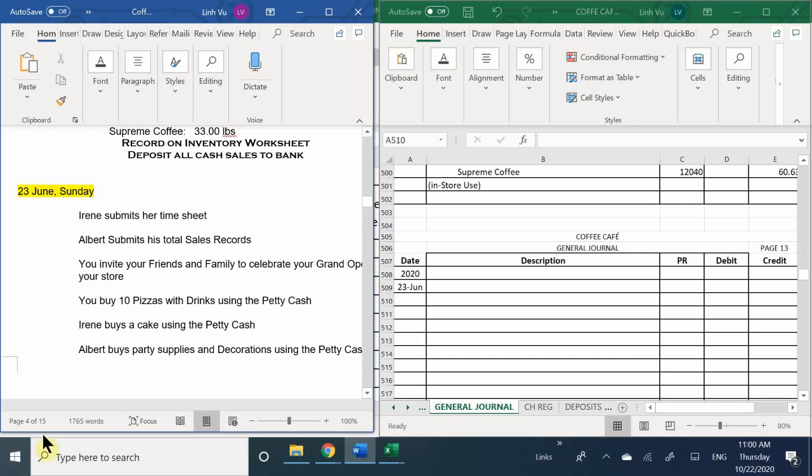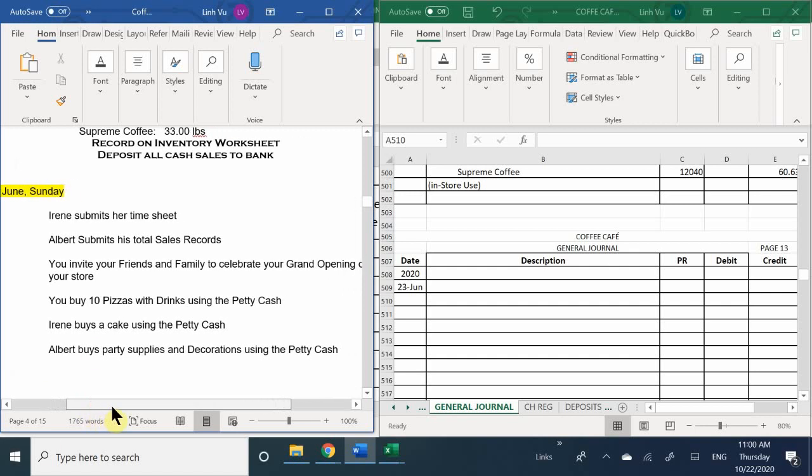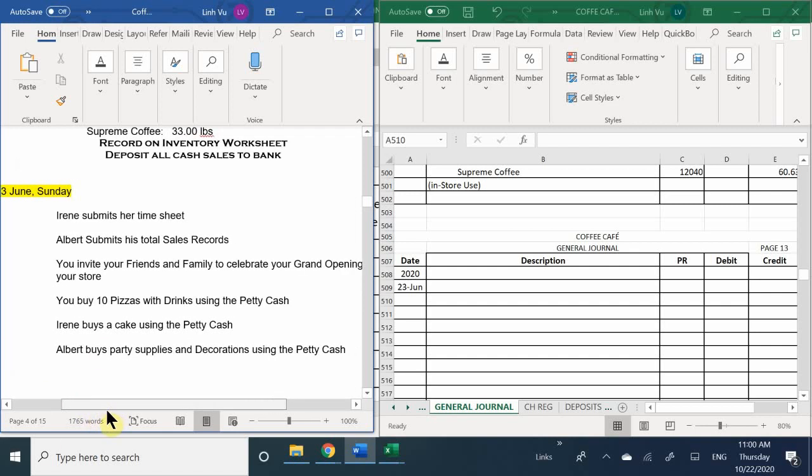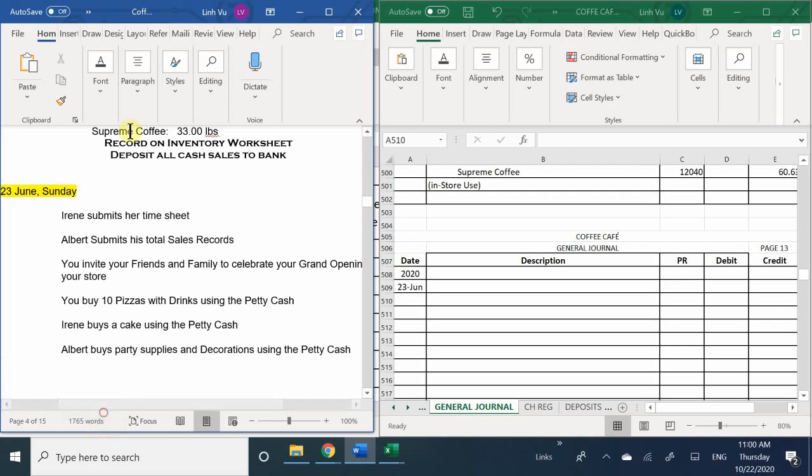All right, first things first. Let's start with the very first transaction. Irene submits her timesheet in. Any transaction there? Let's take a look at when she's scheduled to pay. We can input the information to calculate how much. We can do that when payroll comes in.